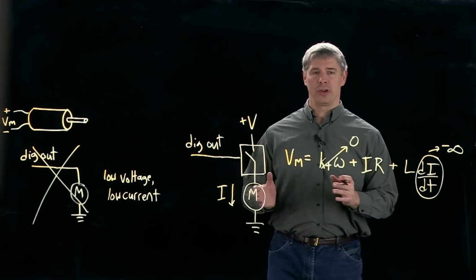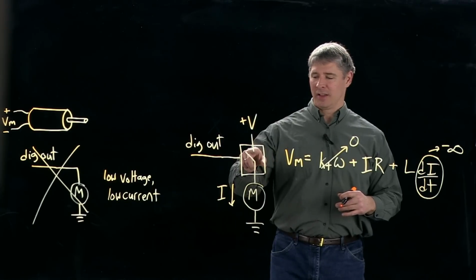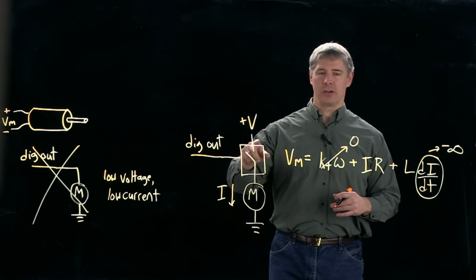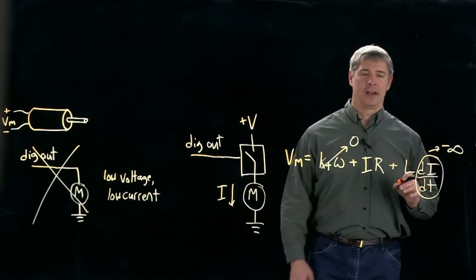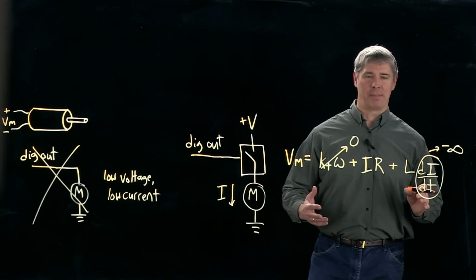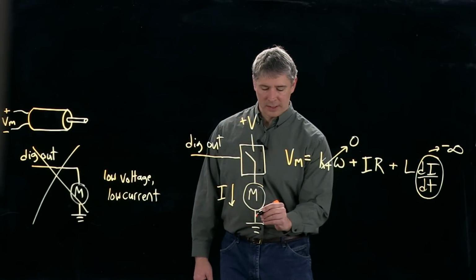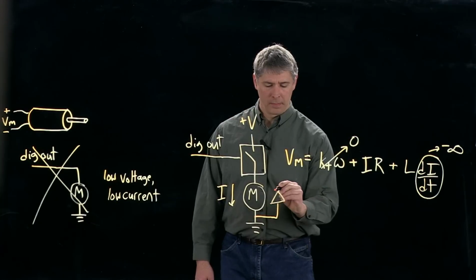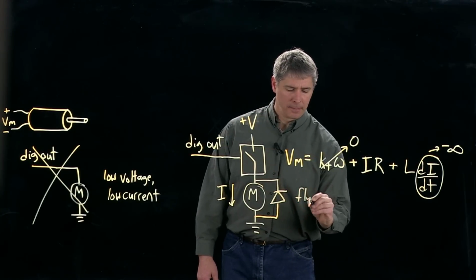So we're going to have a huge voltage change here between the switch and the plus voltage supply. With that huge voltage across there, we're going to get a spark or an arc. And this is a bad thing. We don't want that to happen. So what can we do to fix that? We can put a diode here. And this is called a flyback diode.